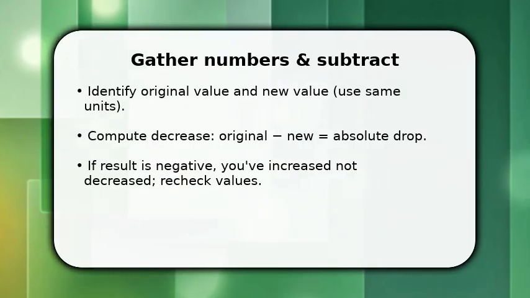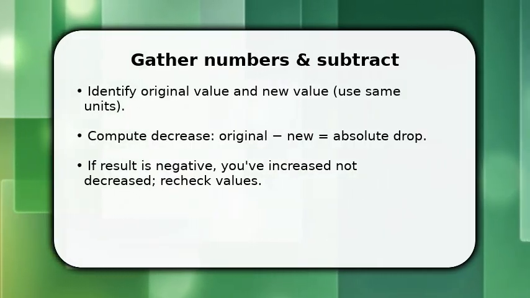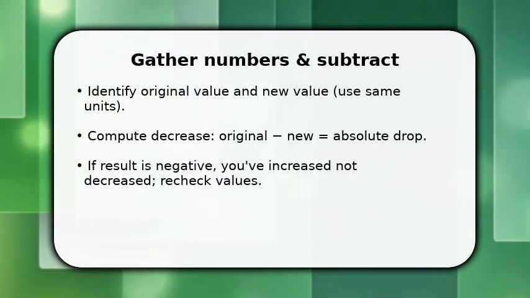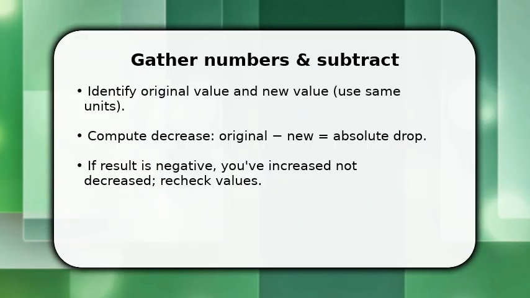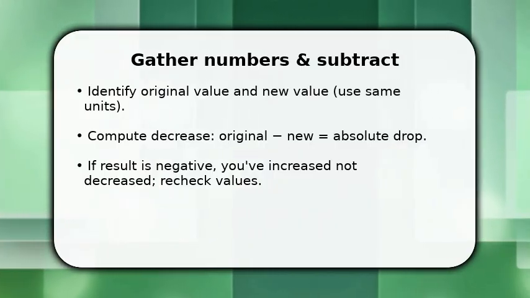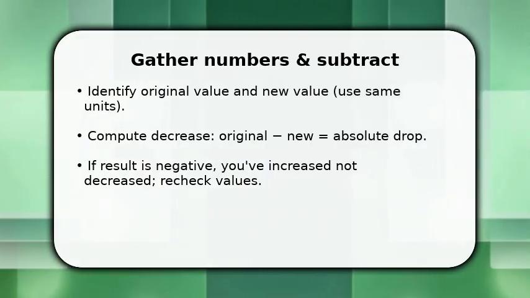Make sure both values use identical units and formats, and if you get a zero drop, the percentage change is 0. If you accidentally subtract the wrong way, you will get a negative result, which means you reverse the order. Correct that before moving on.